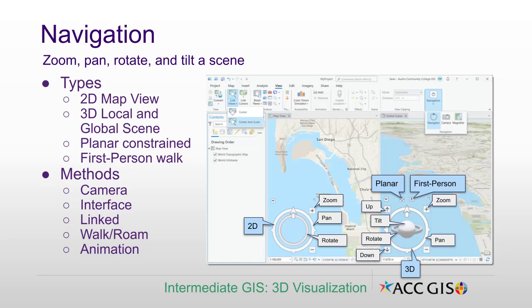Planar constrained is where you constrain the navigation to a single plane, for example, a horizontal plane, so that you can move forward and back without losing height or gaining height, or a vertical plane where you can only go up and down in the vertical plane. First person walking navigation simulates a person walking at ground level. Now, there are different methods for navigating a scene, including camera, interface, linked, walk roam, and animation, and we'll discuss each of these.